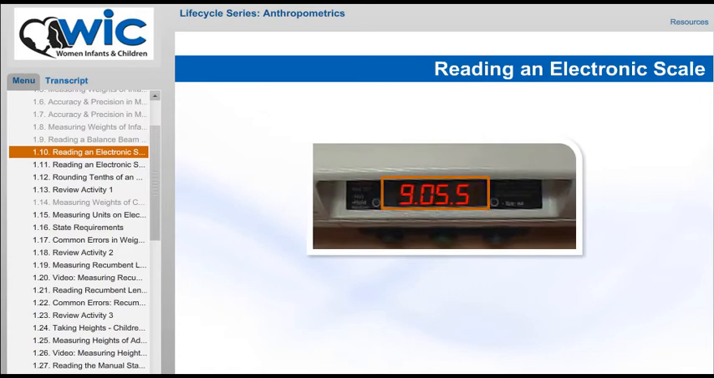This scale displays measurements in pounds, ounces, and tenths of an ounce. So this child weighs how much? 9 pounds, 5 and 5/10 of an ounce. Excellent. You're doing great.